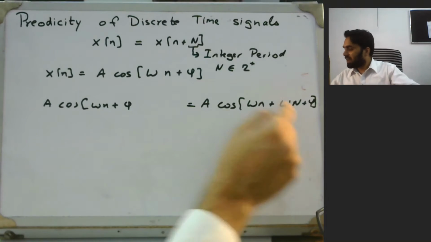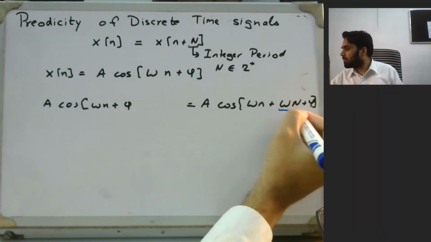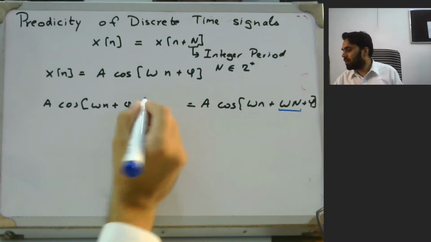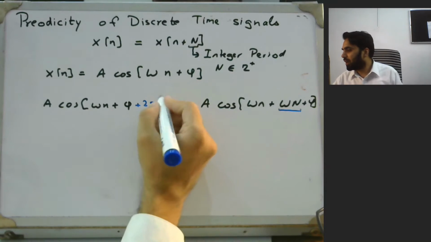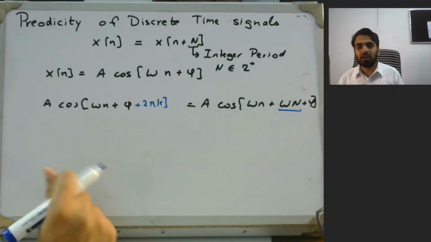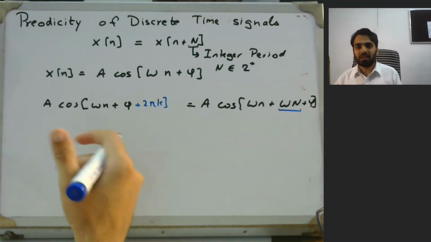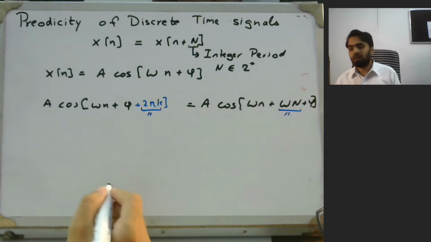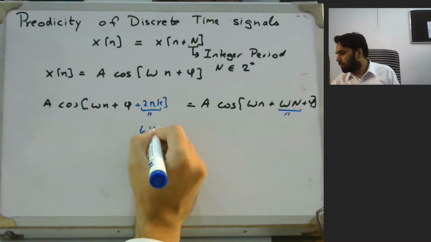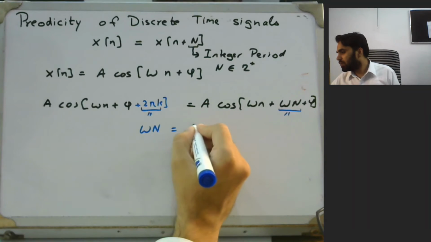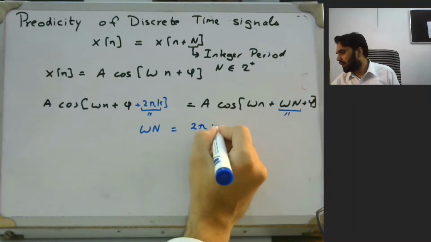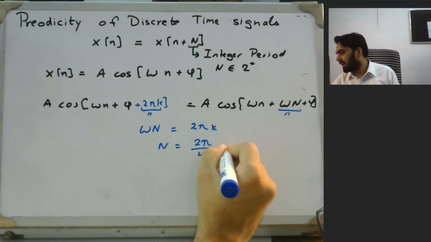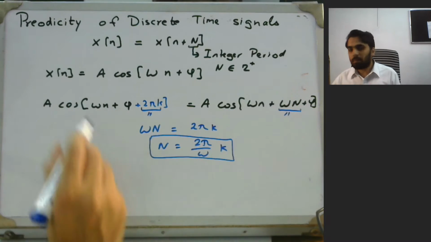So this omega N is a new term that we have obtained, and for this signal to be periodic, it would be periodic by multiples of 2 pi, and then we have a k that identifies the multiplicity in integers. Where this thing and this thing can be equated. So this means that omega N is equal to 2 pi k, or simply N is equal to 2 pi by omega times k. This is our important expression.